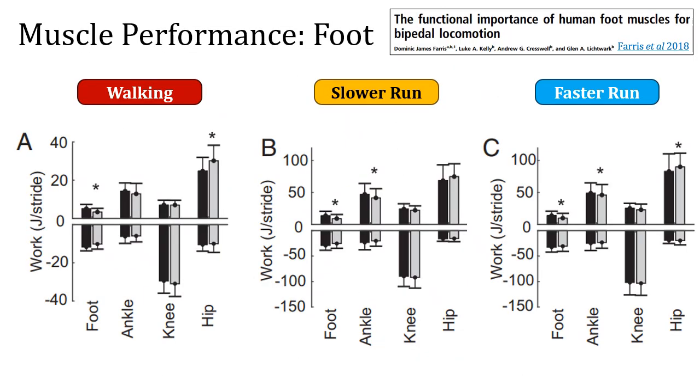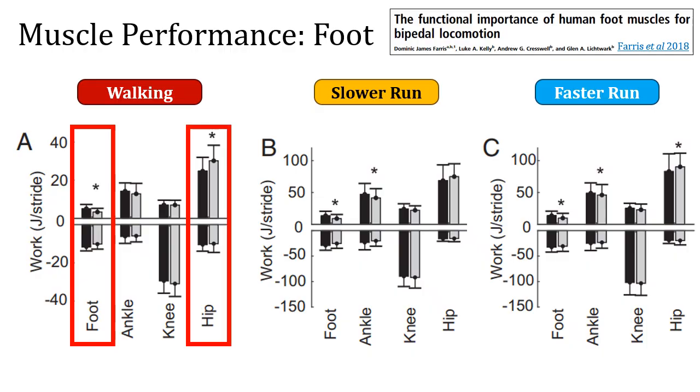All right, so in the cluster histogram here, you have the work on the y-axis for all three conditions: the walking, the slow run, and the fast run. And the black represents the control. The gray represents the anesthetized tibial nerve. And you can see that the asterisk represents the difference between the two cohorts. So in the walking group, as expected, the foot work drops in a significant fashion, but in the experimental group, the hip and the proximal muscles have to make up for that change.